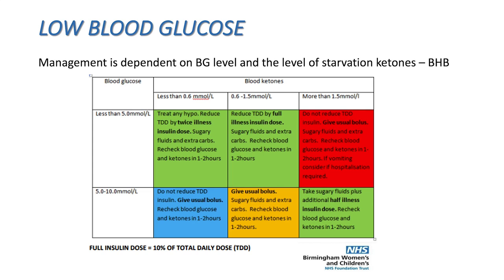I'll just show you the scenario where your blood glucose is low, below 5 millimoles per liter, but you've got high ketone levels above 1.5. That's a scenario where you don't reduce your insulin dosing. You give the usual bolus, but you offer sugar fluids and extra carbs, and you again recheck blood glucose and ketones. However, if vomiting persists, you consider medical review as soon as possible.